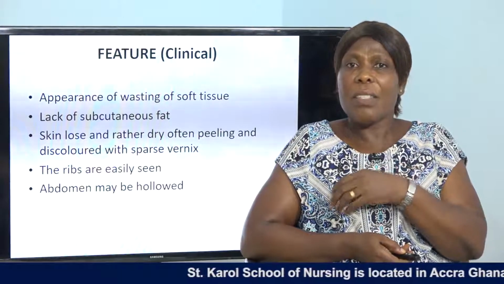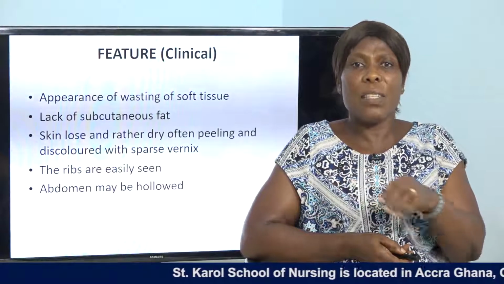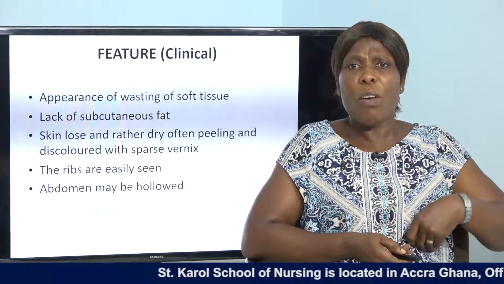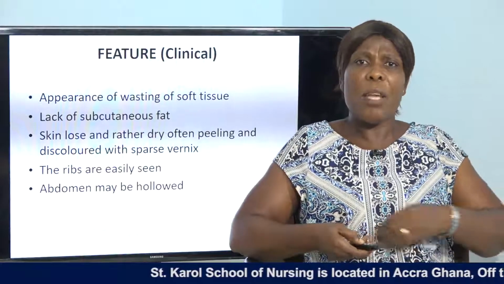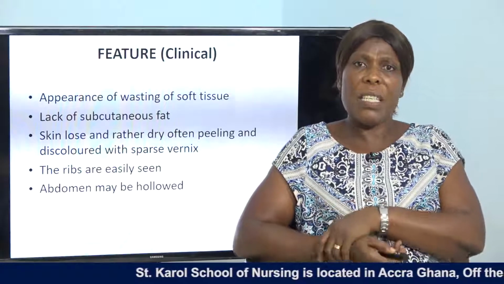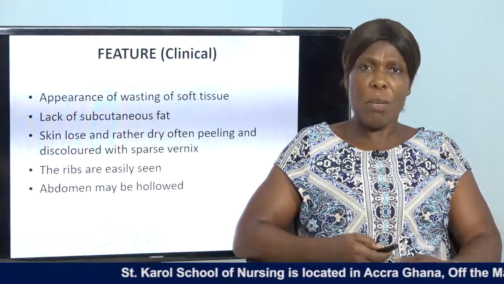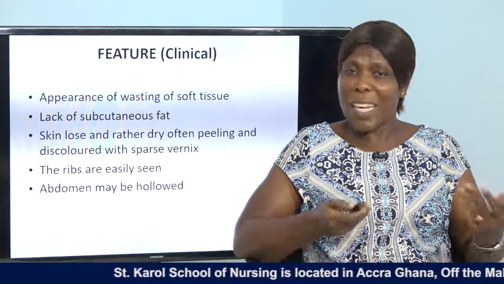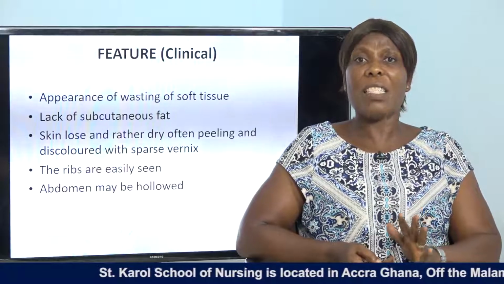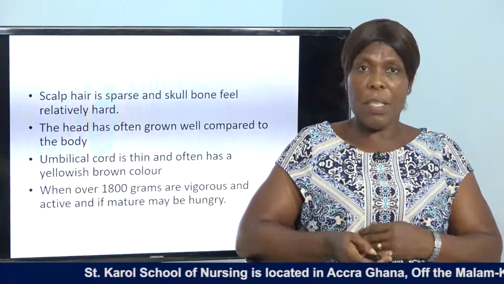And then the color is also discolored, and you see vernix caseosa at some parts of the body. You can also easily see the rib bones protruding out, and the abdomen is very hollow, like somebody who has not eaten for 10 days. So you see all these features in light or small for date babies.